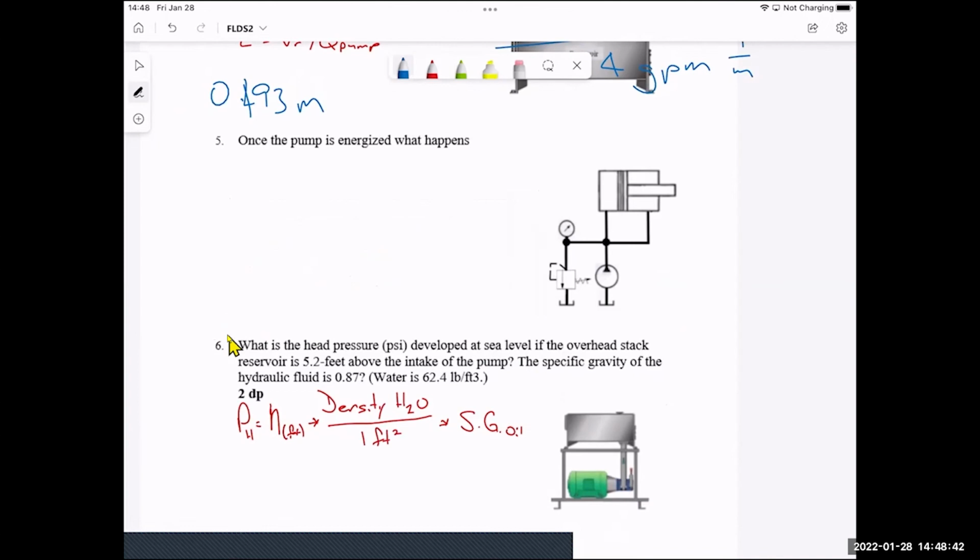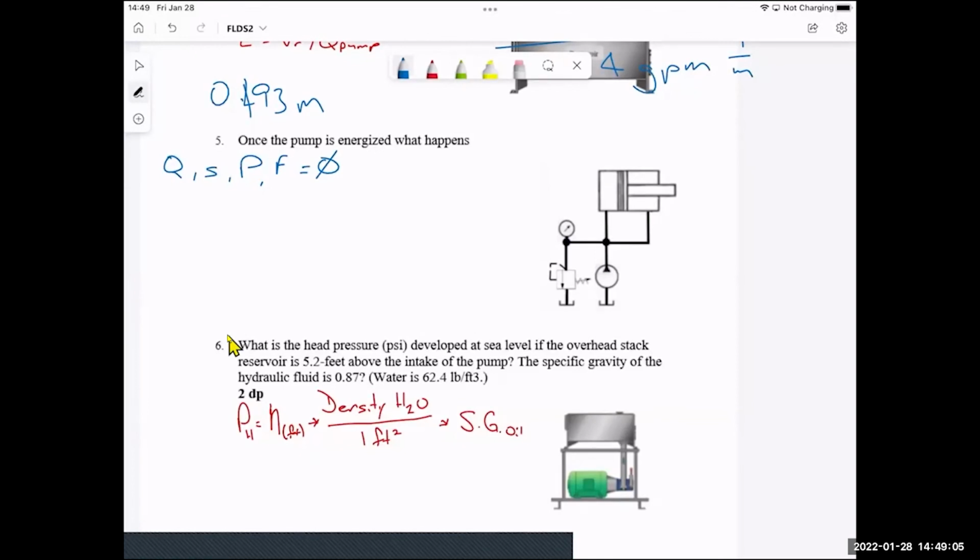Next question, what happens once the pump is energized? So initially, the circuit's turned off. The circuit's turned off, the flow rate equals 0. The speed that the cylinder is extending is going to equal 0. The pressure is going to equal 0. Force available, they're all going to equal 0. That's our starting condition.